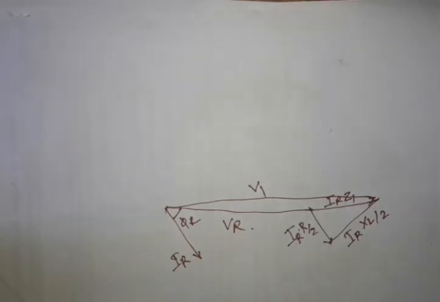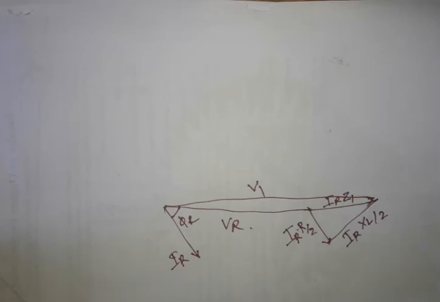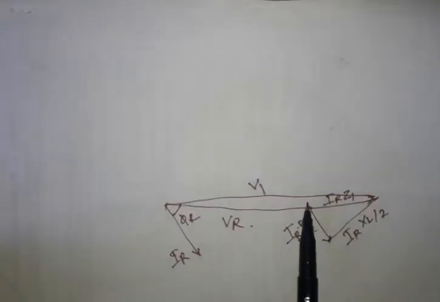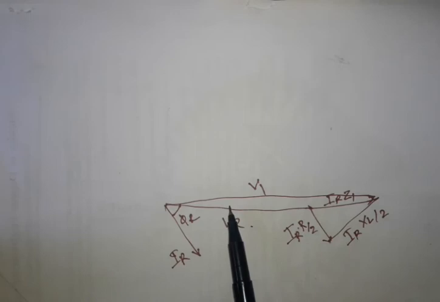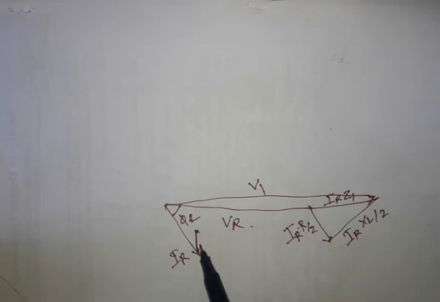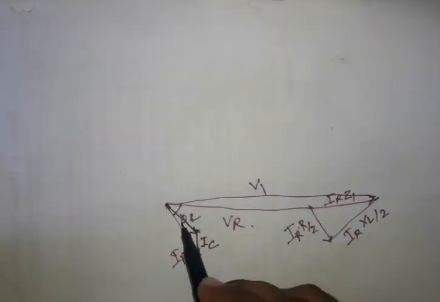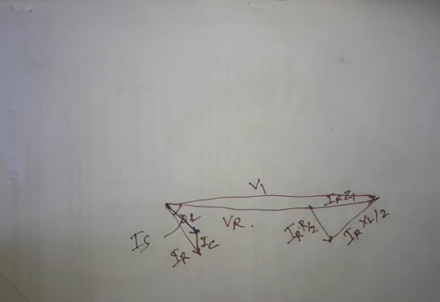Now the current IC is the capacitive current, and we know that a capacitive current is at 90 degrees to the voltage. The voltage for the capacitor is V1, and we already found the V1 line. So we draw a line at 90 degrees to V1, which is our current IC. So first we find current IR, then IC, and the resultant of IC and IR is our current Is, the sending end current.